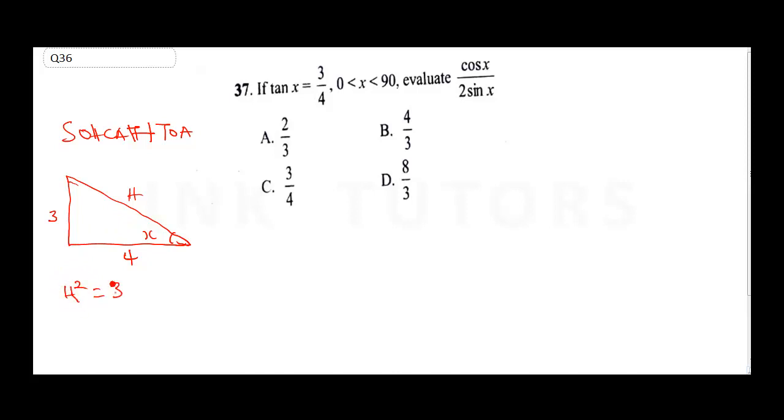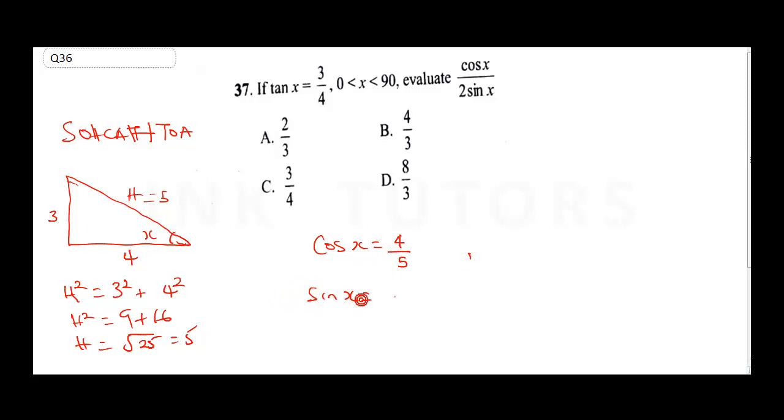square plus 4 square. H square will be 9 plus 16, therefore h will be 9 plus 16 is 25, that's square root of 25, which will give us 5. So our hypotenuse is going to be 5. Now, to evaluate our cosine, our cos x is going to be, cos is adjacent over hypotenuse. So our adjacent is 4 and our hypotenuse is 5. Then sine x is going to be opposite over hypotenuse, which is what, 3 over 5.